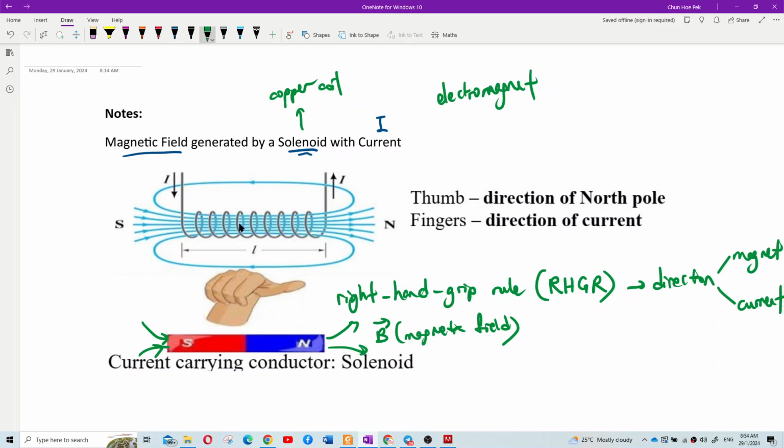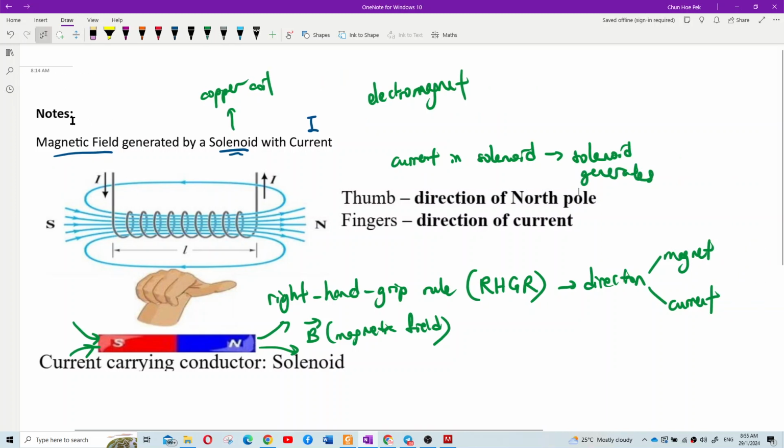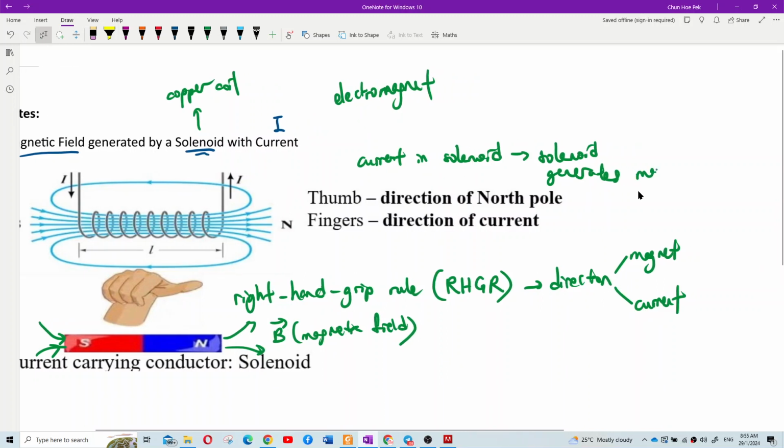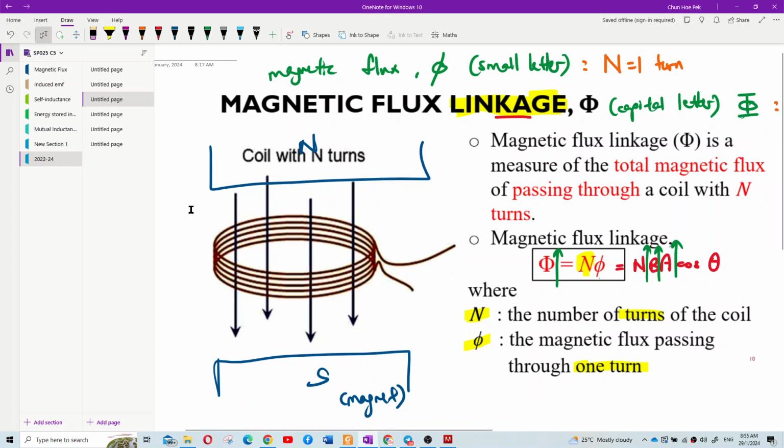This one is, you have current in a solenoid, then the solenoid generates its own magnetic field. When you have current in the solenoid, this solenoid generates a magnetic field. This magnetic field comes from the solenoid. Understand? But just now we learned about magnetic flux.